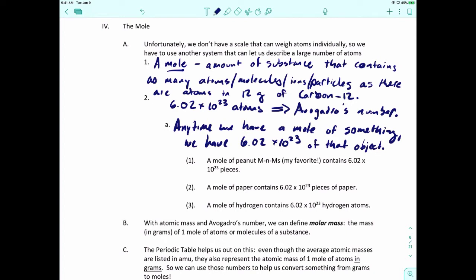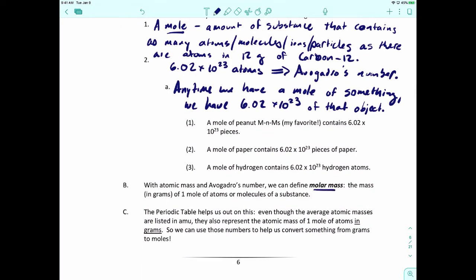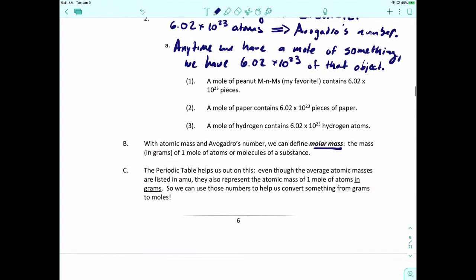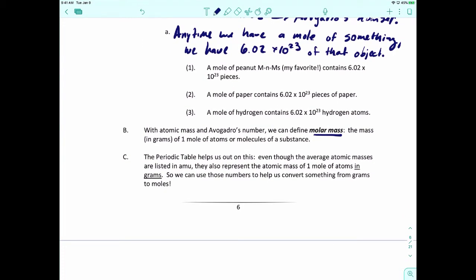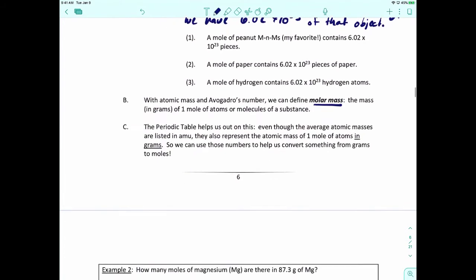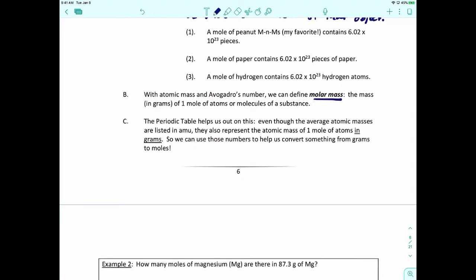Okay. Now that we talked about the mole and how we calculate average atomic mass, we can define something called molar mass. This is the mass in grams of 1 mole of atoms or molecules of a substance. The way that we get this is that we look at the periodic table. Even though the periodic table is reporting the average atomic masses, they also represent the mass of 1 mole of atoms in grams. So we can use those numbers to help us convert from grams to moles.